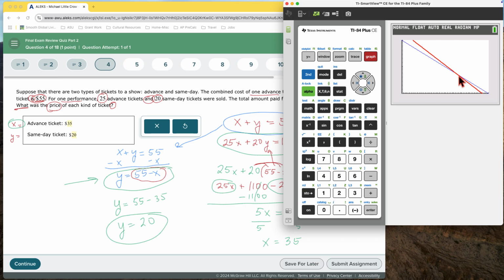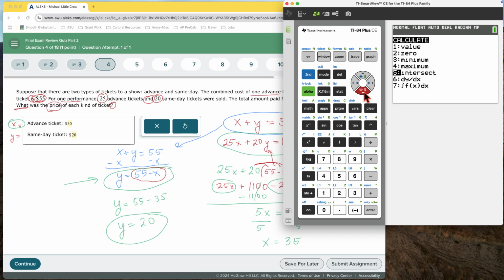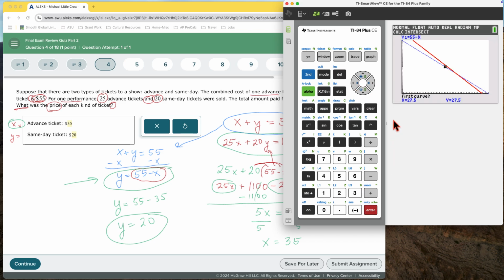And so now I've got this intersection point here. Remember that x is advance ticket price, y is same day ticket price. I just need to get my intersection, second calc, intersect. I'm on the first curve, it's the blue curve, and I see my little spider there. I could move it along if I want. Notice it moves along that line. I'm just going to select it. I said that's my first curve. Goes to the second curve. I'm on the red curve. Again, you may not have the color version, but either way, you see the spider on the other line.